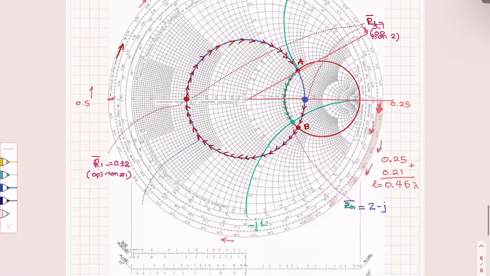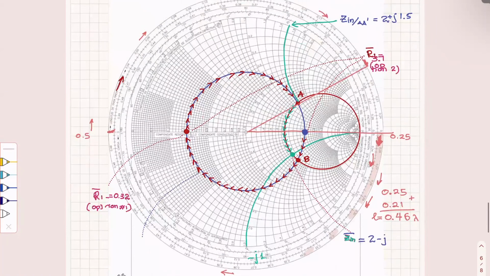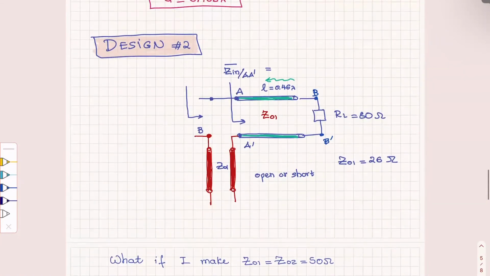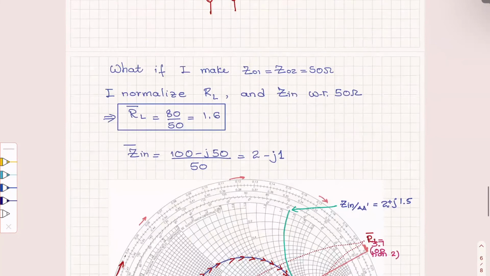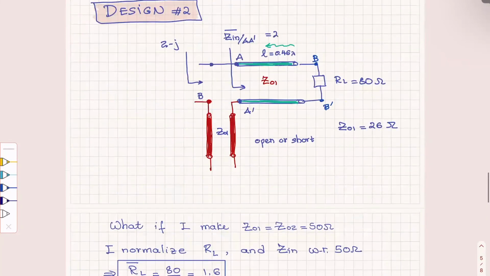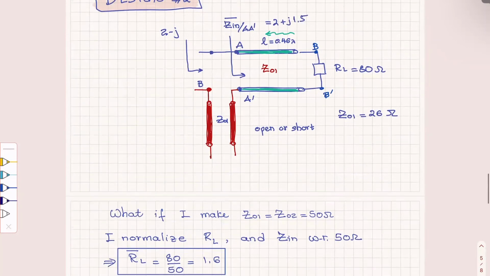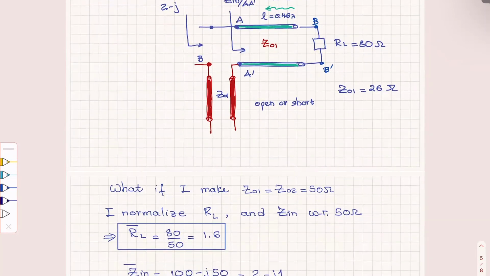Yes. So in this case, if I have this 2 minus j1, and I have this 2 plus j1.5, and I need to transfer it to 2 minus j, that means that this impedance here will have to be the impedance of the stub.